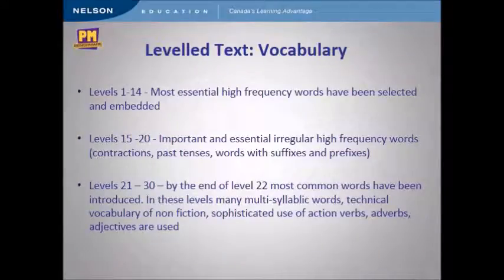At levels 1 to 14, most essential high-frequency words have been selected and embedded in the text. At levels 15 to 20, important and essential irregular high-frequency words such as contractions, past tenses, suffixes, and prefixes are included in the text. At levels 21 to 30, by the end of level 22, most of the common words have been introduced in the text. So in these levels, many multisyllabic words, technical vocabulary of nonfiction, and much more sophisticated verbs, adverbs, and adjectives are used in the text.